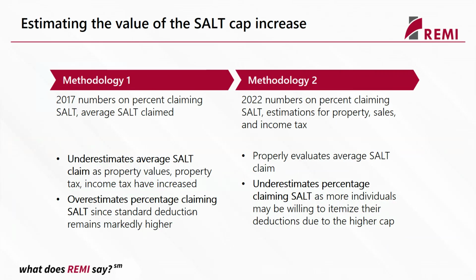But it overestimates the percentage claiming SALT, since the standard deduction is markedly higher and fewer individuals will switch back to itemizing their deductions. The second method properly evaluates the average SALT claim, but underestimates the percentage claiming SALT, as more individuals may be willing to switch back to itemizing given the higher cap of SALT. These two values provide the range of values we believe is reasonable.